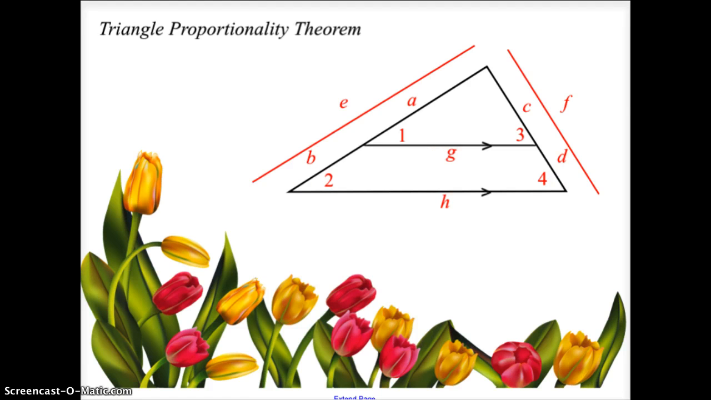What I'd like you to do, please, is list all of the different equivalent ratios that you can find in this particular picture. Use the lengths A and B, the total side E, C and D, total side F, G and H. If you take a look at your note sheet, you will see that the words are written out. I would like you to do this problem using the letters that are on this slide.